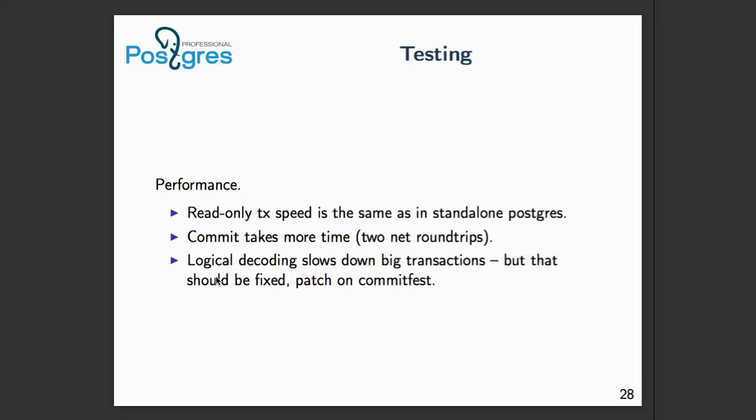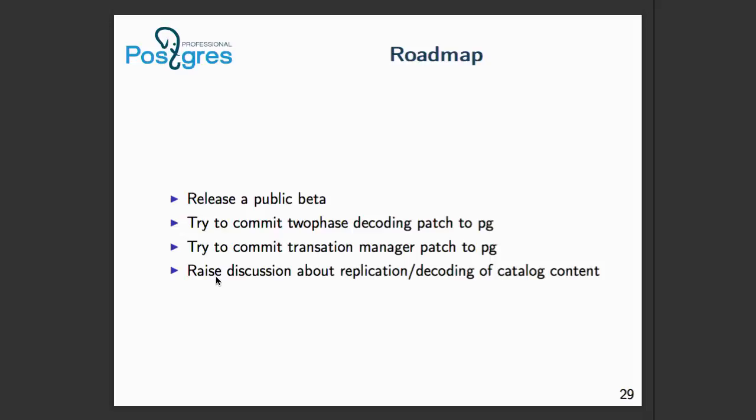but there is work to improve that. And our roadmap is to release a public beta during these New Year holidays. It will be available as builds of 9.6 with that extension included. And we'll try to commit all our patches to mainline Postgres. Probably it will not happen for Postgres 10, but after some time, we hope, at least we want to work on that. And also we need to raise some discussions about how to proceed with DDL in such environments.